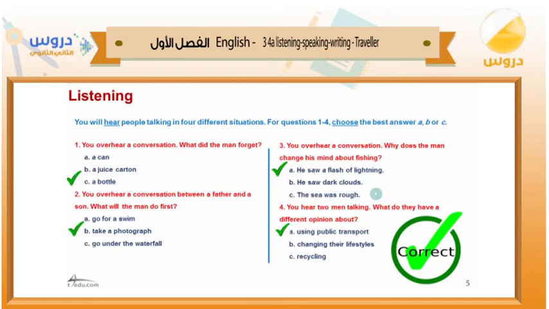But again, we have to stick to the question. Why does the man change his mind about the fishing? The flash of light caused him to change his mind about the fishing. And directly after this, 4, we heard the first conversation. What do they have a different opinion about? We heard 2 men talking about what? Public transportation, changing their lifestyle, or recycling.